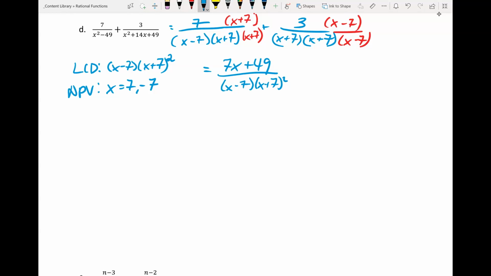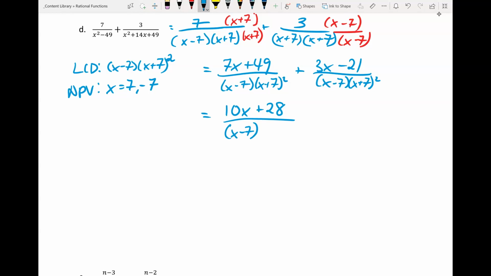Moving on to the next, I'm going to multiply 3 with x and then 3 with negative 7. Now we can collect like terms in our numerator and combine them. So 7x plus 3x is 10x, and we have 49 minus 21, which is 28. Again, I'm just going to leave our denominator alone. And that would be our final answer.